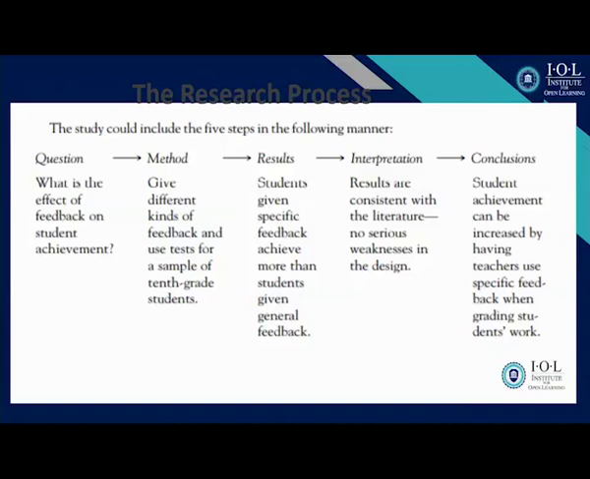Methods: give different kinds of feedback and use tests for a sample of 10th grade students. Give them different feedback. Those are methods maybe that we want to use. But in real research, you talk about qualitative or quantitative, mixed method, and so forth. Results: students given specific feedback achieve more than students given general feedback. Okay, you see that now.